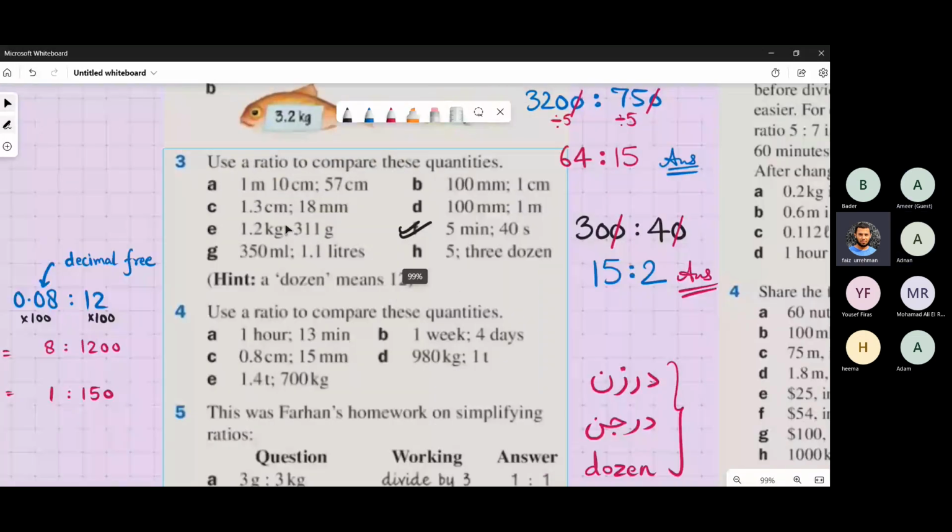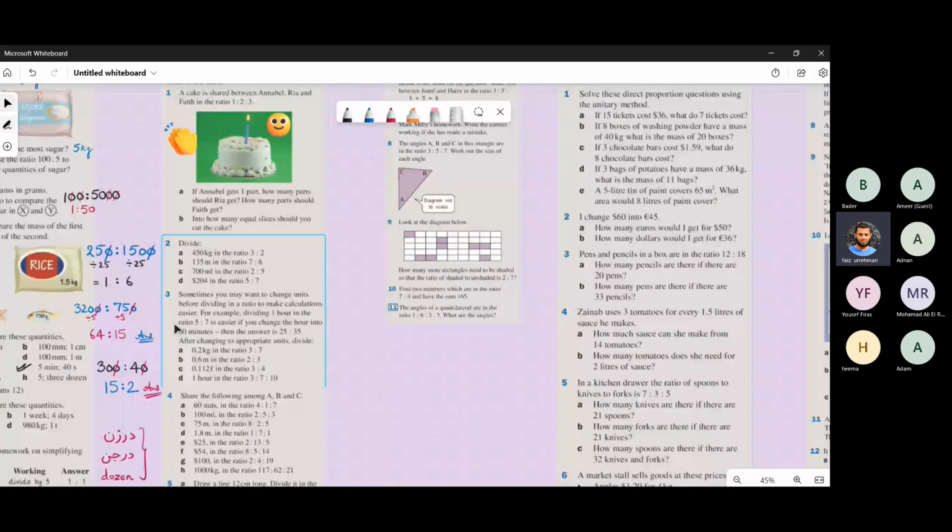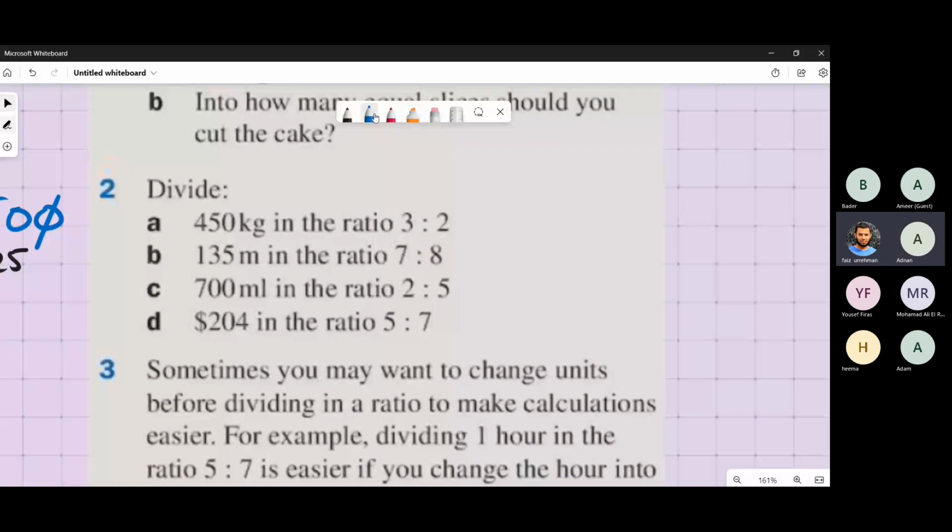Okay. Now we have only 2 exercises remaining quickly, 16D and 16E, right? In this exercise, we are going to divide a quantity into 2 parts or 3 parts. For example, you have 450 kg of what? Give me a good example. Cotton. Okay, better. Give me one more example. 450 kilogram of wheat. Okay, let's take wheat.